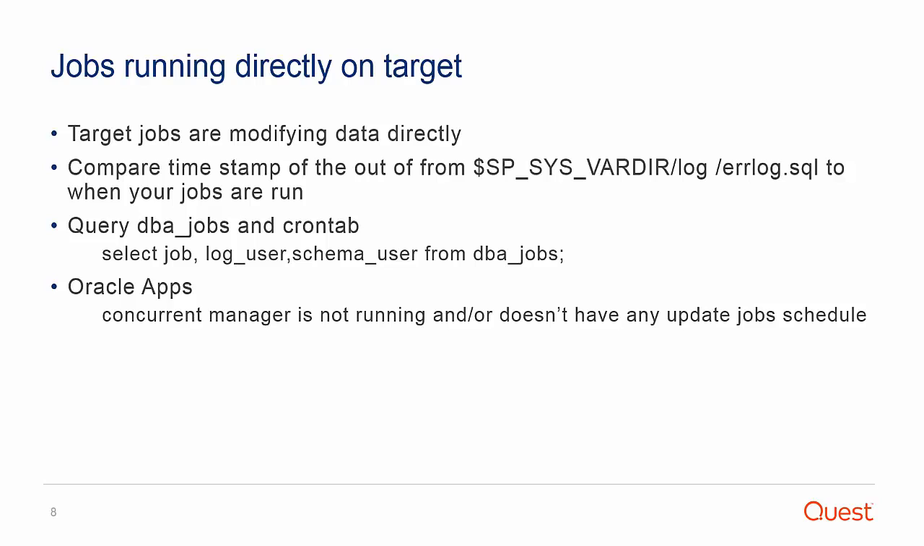Use the query to look at the DBMS jobs and also look at the crontab for a list of scheduled jobs. Make sure the job_queue_processes parameter in init.ora is set to 0 on target, and this prevents the jobs from running. Customer needs to disable the jobs that can modify the data on tables in replication. If you have Oracle apps, make sure Concurrent Manager is not running and doesn't have an update job scheduled.